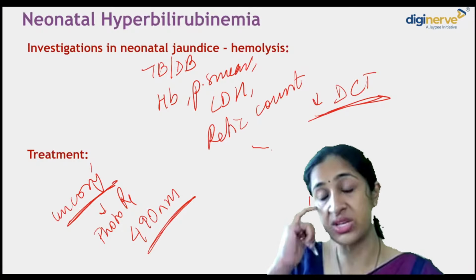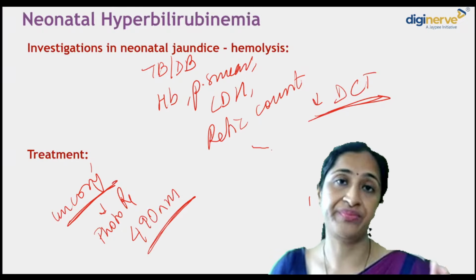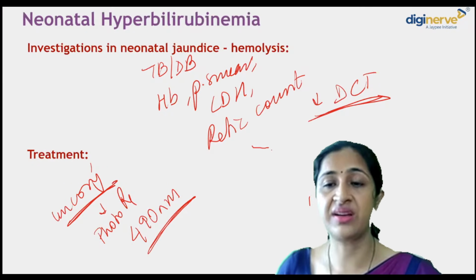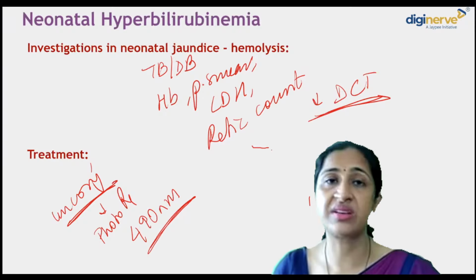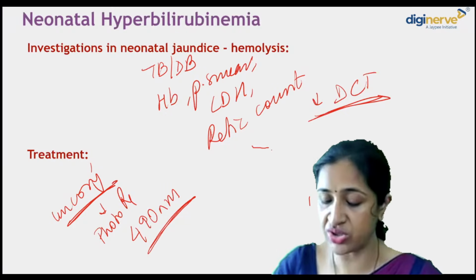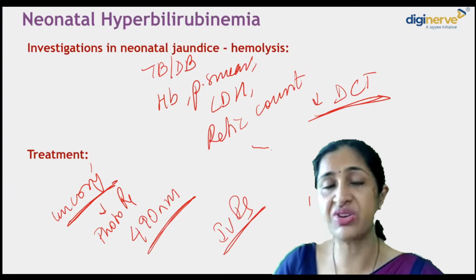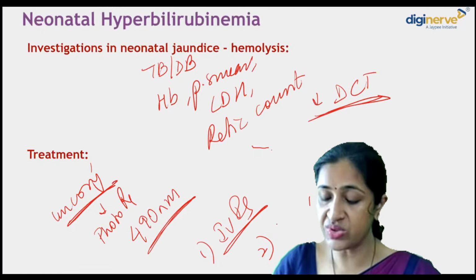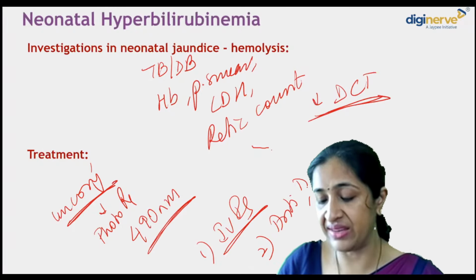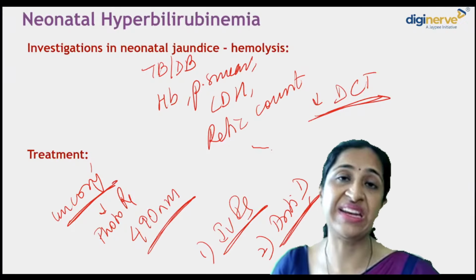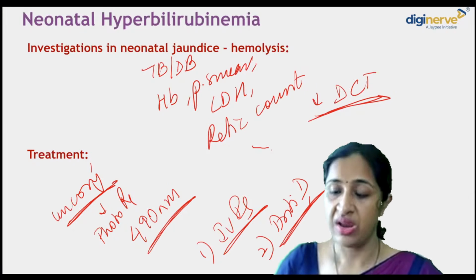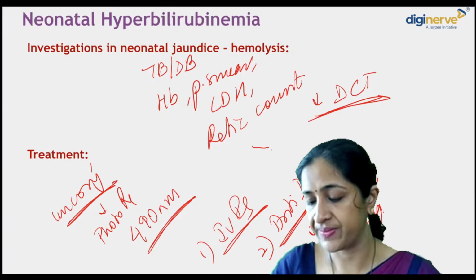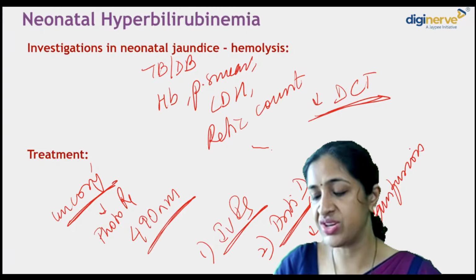Tin metalloprotein is used as the drug for unconjugated jaundice when it is very high. Other treatments which we use for hemolytic jaundice, we can even use IVIG because it's an antibody dependent reaction. Then what are the other things you can use? Anti-D. In those who are blood group positive, anti-D immunoglobulin can also be used, along with, if it is very high, exchange transfusion.